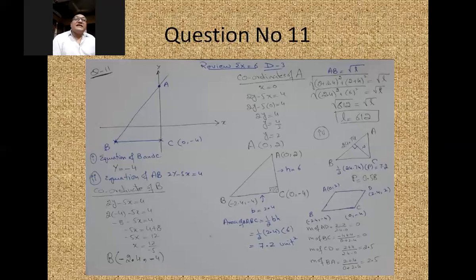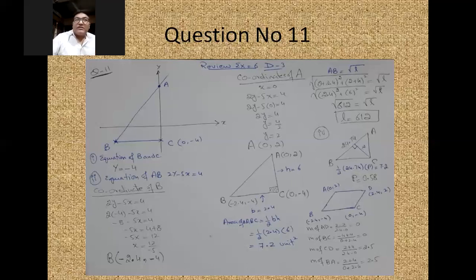So you can see that the gradient of CD and the gradient of BA are equal to each other. So in this diagram, the opposite sides have the same gradient. So the opposite sides are parallel to each other. So in a quadrilateral, a four-sided figure, if the opposite sides are parallel to each other, then that figure is a parallelogram. So my dear student, that was question number 11.